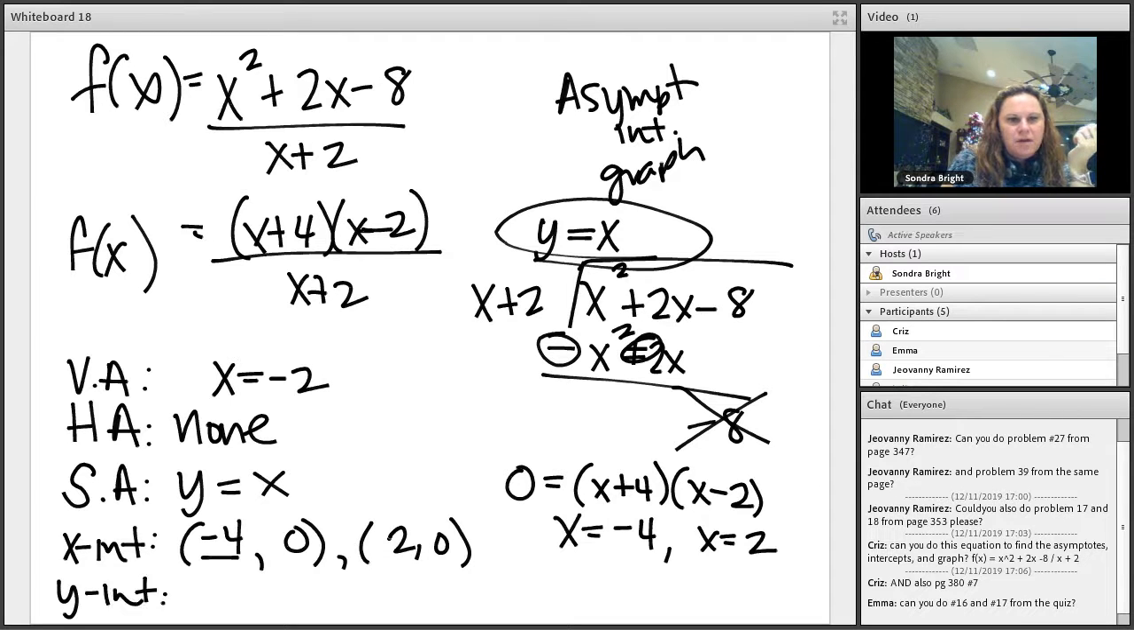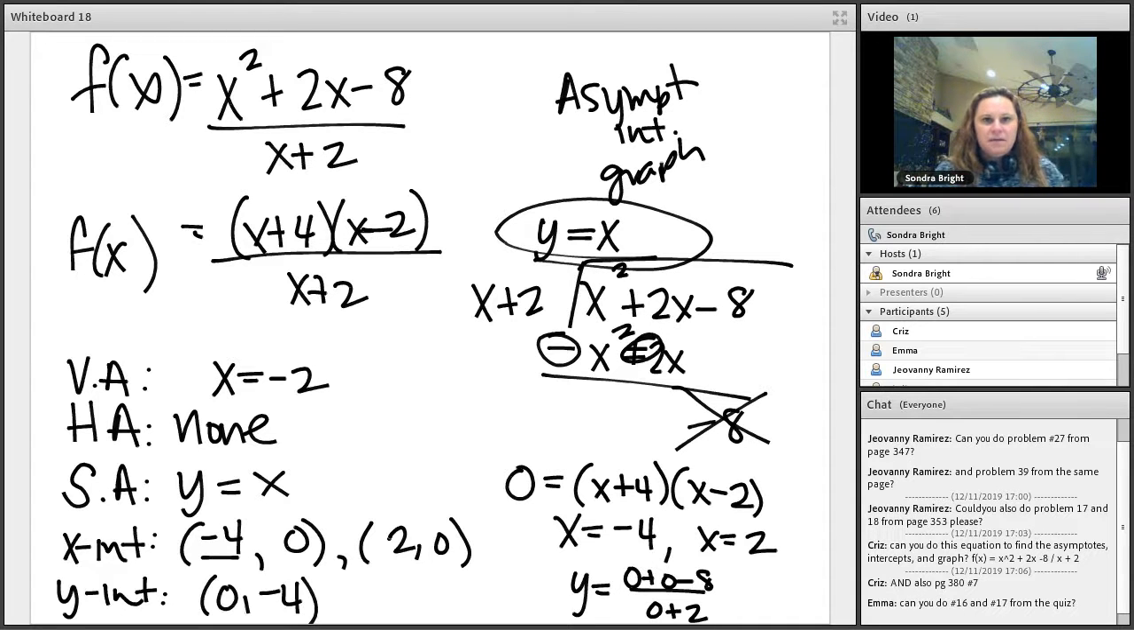So I've got x-intercepts at -4, 0, and also at 2, 0. The y-intercept is when x is 0. And so y would be, it's easier on this one to plug it into the original, because you'll have a 0 plus a 0 minus 8 over 0 plus 2, so you get a -4.